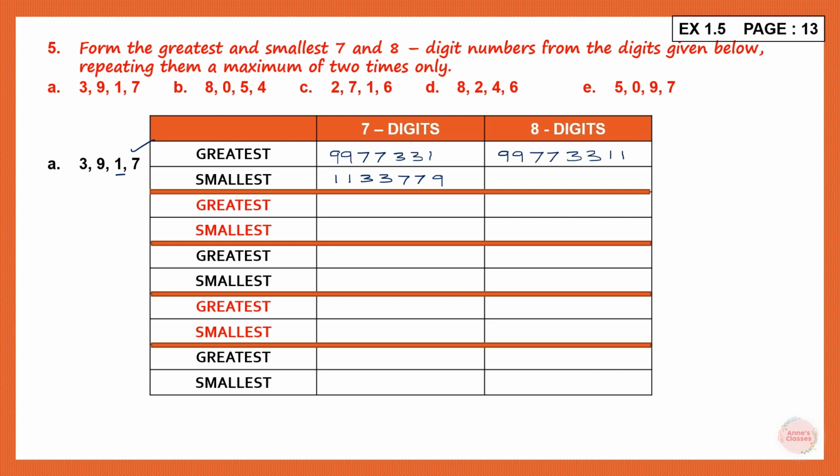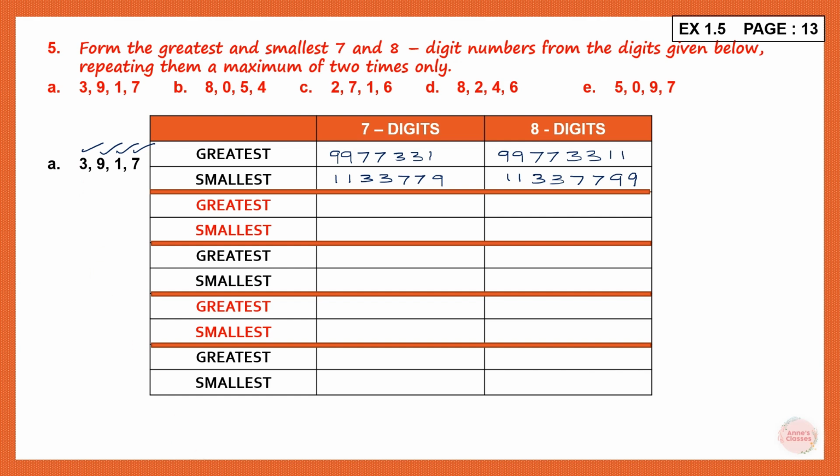Now the next one is to make the smallest 8-digit number. So here also we start with the smallest, that is 1, and we'll repeat it. So 1 is over. Let's take 3 and repeat 3. So now we have 4 digits. Let's take 7 and repeat it. Now we have 6 digits. Now let's repeat 9, 9 and 9. Can you see we repeated every digit? So now we have an 8-digit number. So this is how we do it.